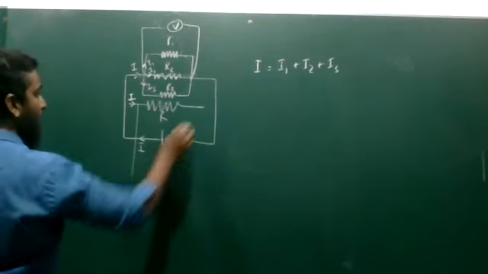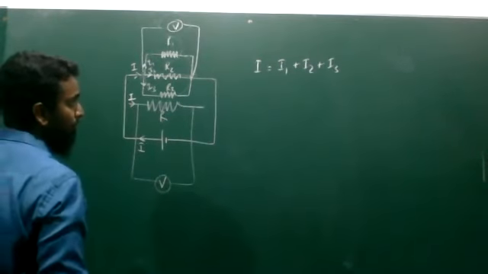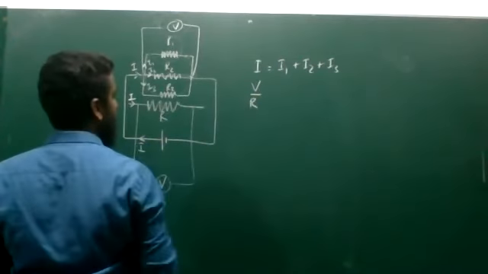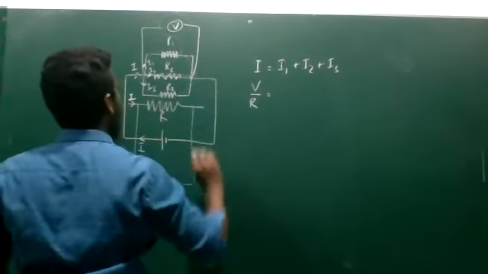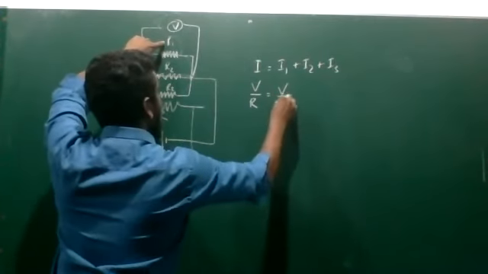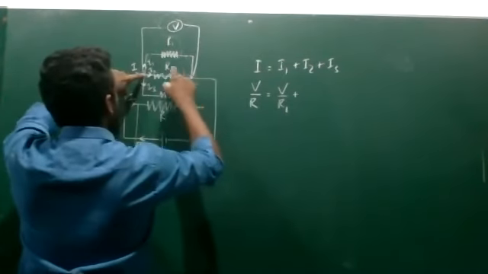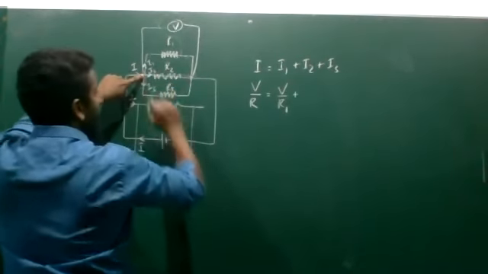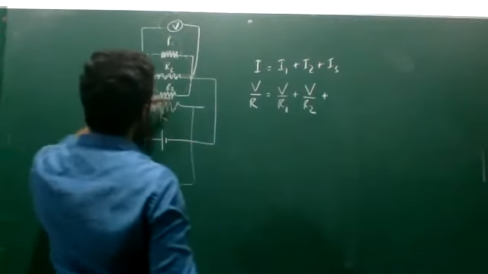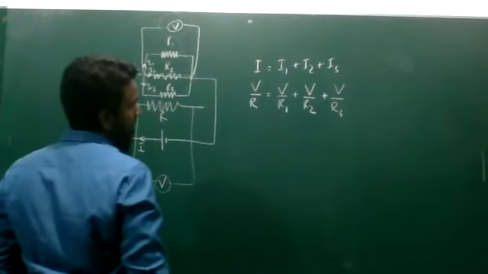What is the potential difference across this? It is also going to be V. Therefore, here the I can be written as V over the equivalent resistance R, which is going to be equal to I1 plus I2 plus I3. I1 is what? V over R1. Plus the potential difference divided by R2, plus the potential difference in this way divided by R3, right?